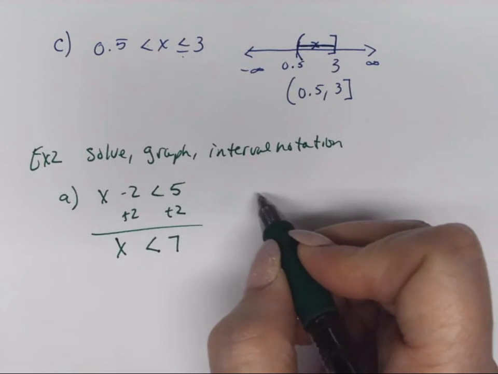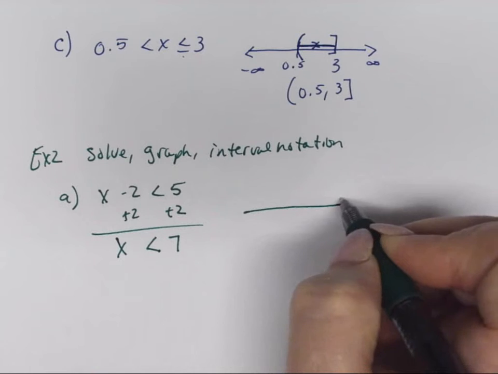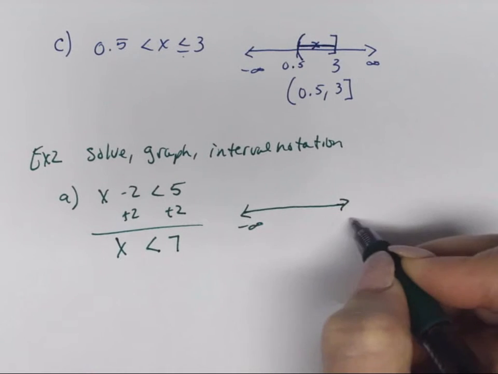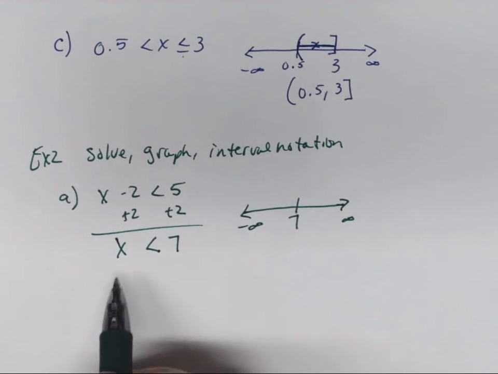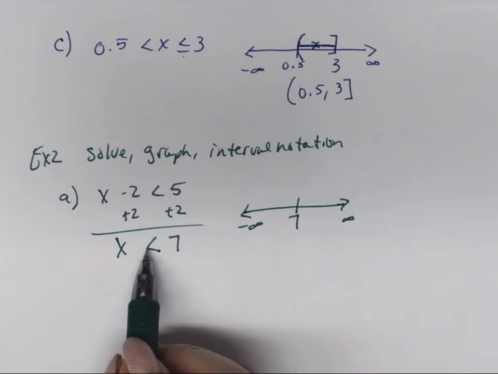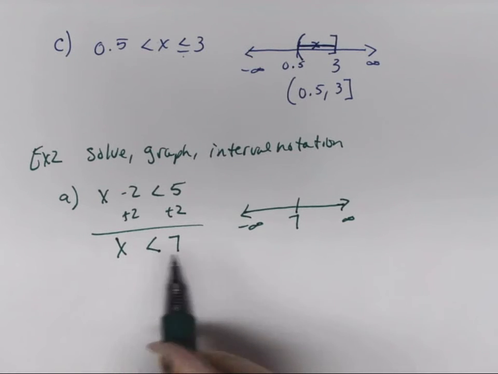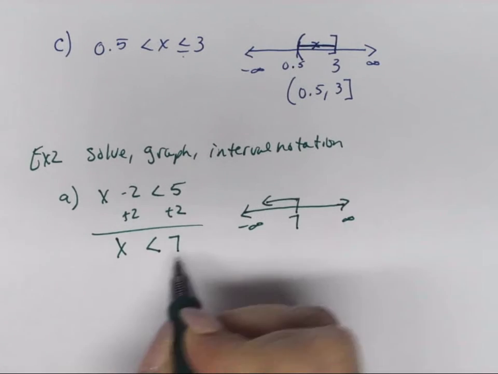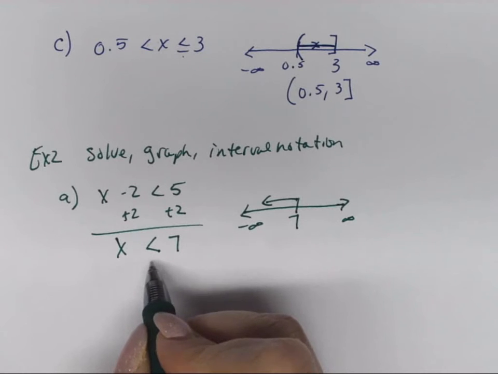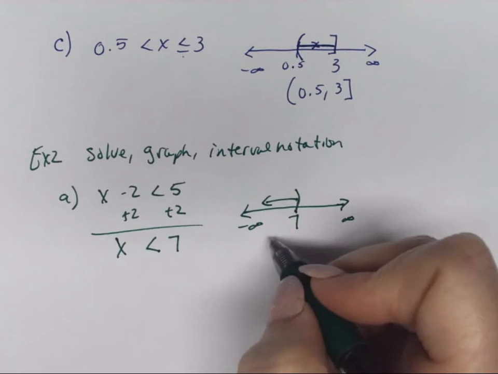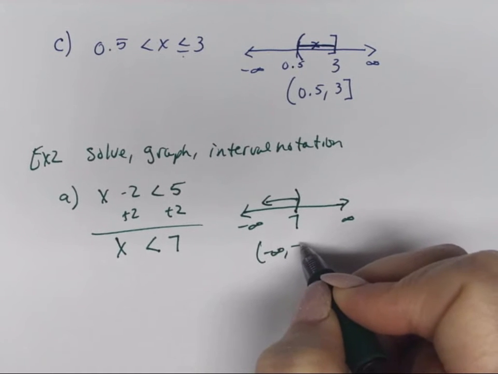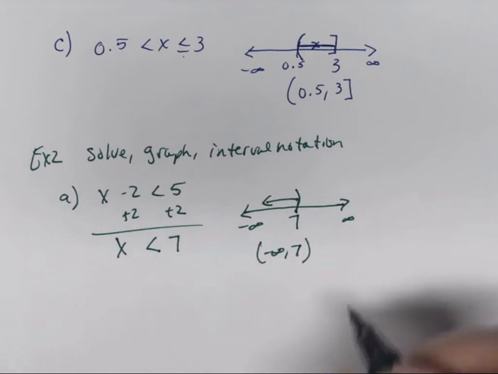Now I'm going to graph, so that's the solve part. Negative infinity to infinity, I need the 7. X is less than, because it's on the less than side. So that means it's going to go to the left. It does not have the equal part, doesn't include it, so it'll be a parenthesis. So negative infinity to 7 with a parenthesis.